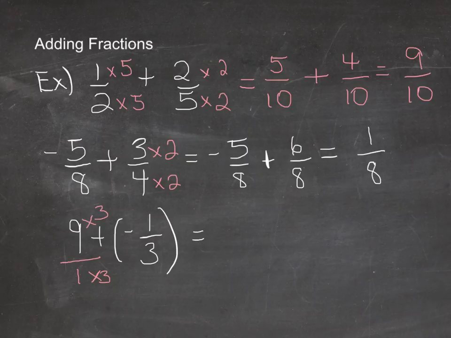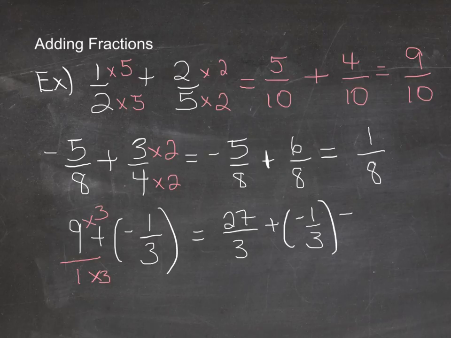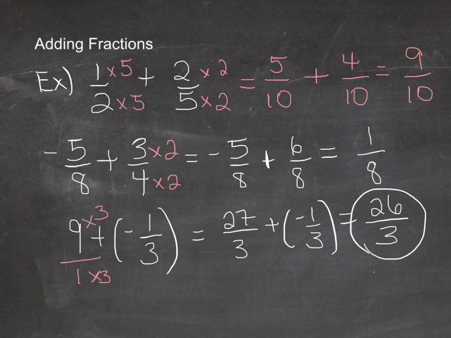So here I get 9 times 3 is 27 over 3 plus negative 1/3. So again, all you're doing here is you are bringing together the numerators, so 27 plus negative 1 would be 26 over 3. And you should always look to see if you can reduce your answer as well. I can't. 26 does not divide by 3, and I'm not going to change it into a mixed number. I'm going to leave my answer as an improper fraction at this stage because it's just neater. Okay, so let's see some examples with subtracting fractions.